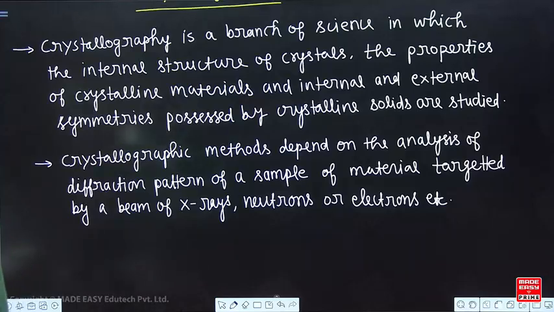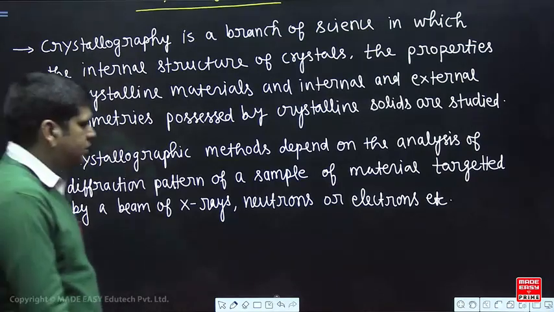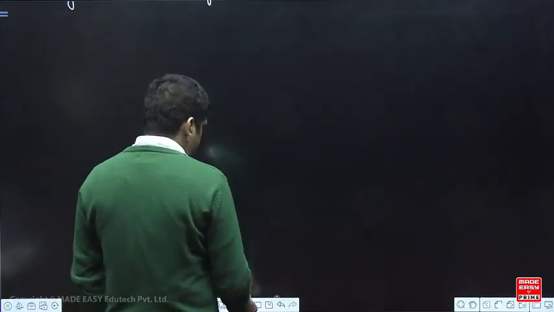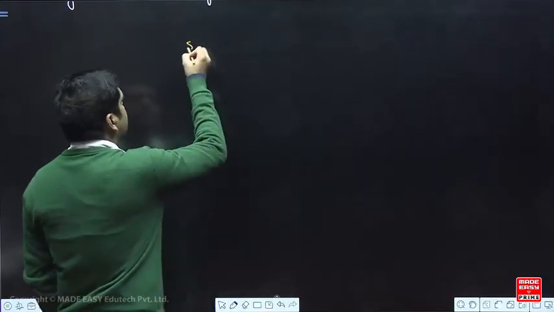So, this is the definition of crystallography. Crystallography is a branch of science in which the internal structure of crystals, the properties of crystalline materials, and the internal and external symmetries possessed by crystalline solids are studied. Crystallographic methods depend on the analysis of the diffraction pattern of a sample of material targeted by a beam of X-rays, neutrons, electrons, etc. Right. Now, before we proceed to study crystallography, let me discuss what the types of solids are.